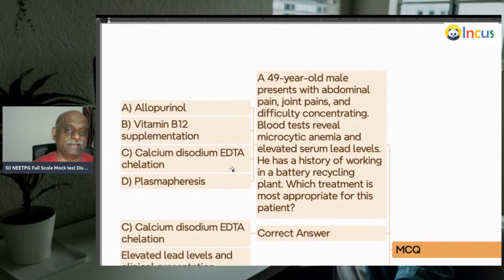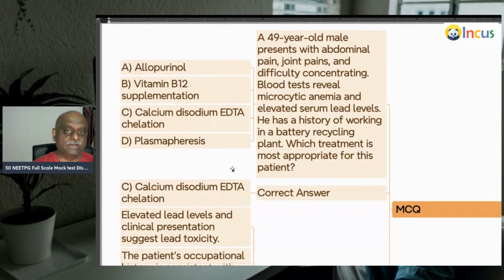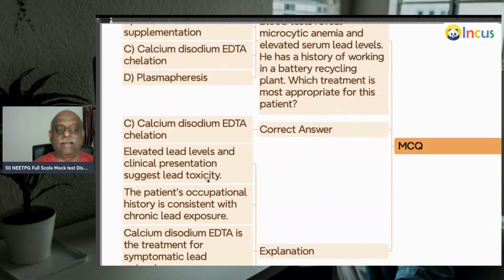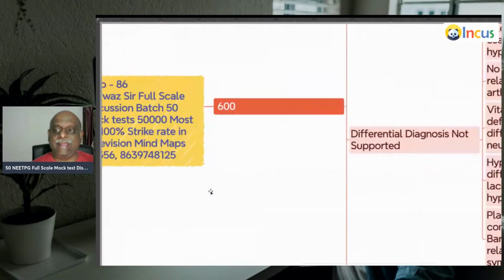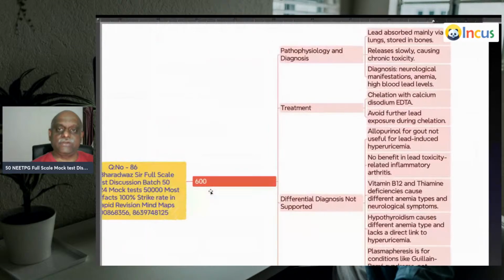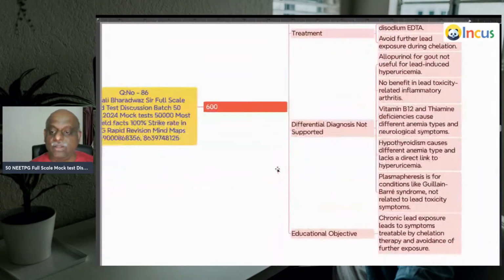A 49-year-old with joint pains, microcytic anemia, elevated lead levels. How do you treat lead toxicity? Calcium disodium EDTA is the agent used for chelation, is what you need to remember.